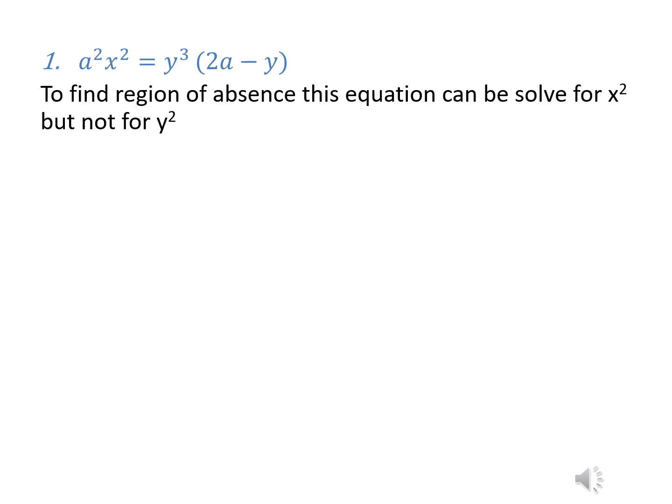Now take the second example, that is a square x square is equal to y cube into, in bracket, 2a minus y. Here you can easily see that this equation is solvable for x square, but not for y square, because we are getting y cube and y terms also. So this equation can be solved for x square and written as x square is equal to y cube whole into 2a minus y whole upon a square.